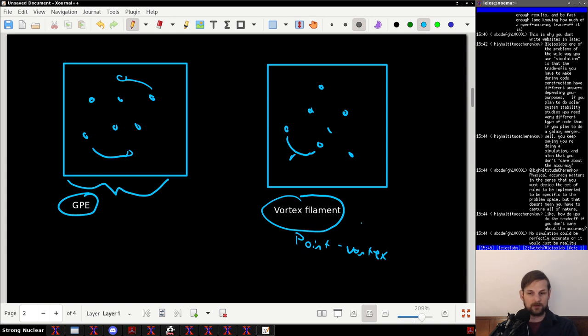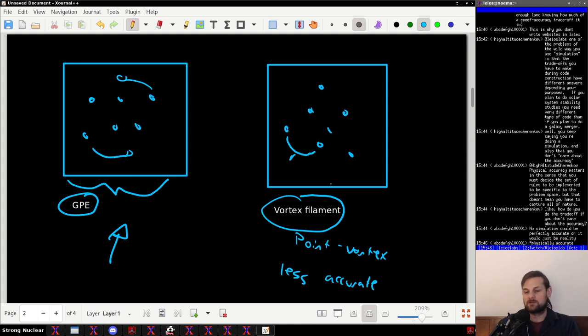But I would 100% argue that this is less accurate than this one. This one's more physically accurate, I would say, because you're directly modeling the fluid and you get the vortices in it. But this is so computationally costly that most people just use a vortex filament model anyway, because they're only really interested in the vortex dynamics and stuff like that. So, fine, you could argue, should we only use the GPE method? I would argue no, there's still a place for the vortex filament methods.